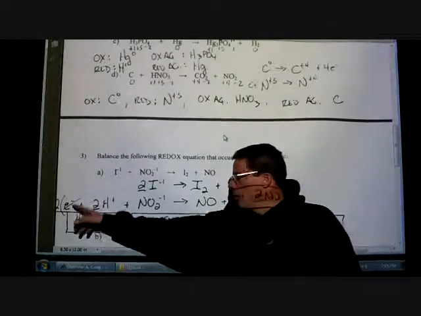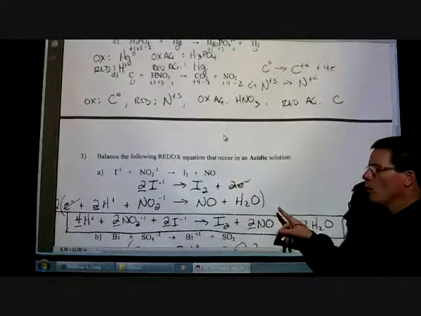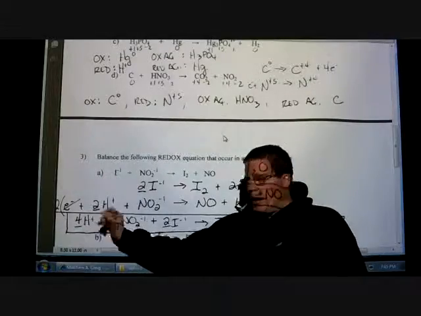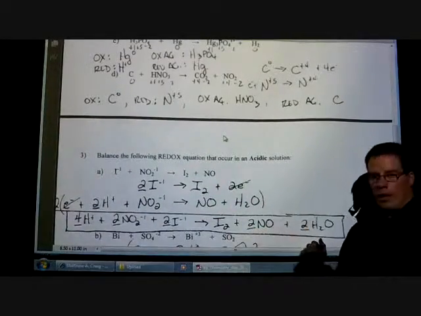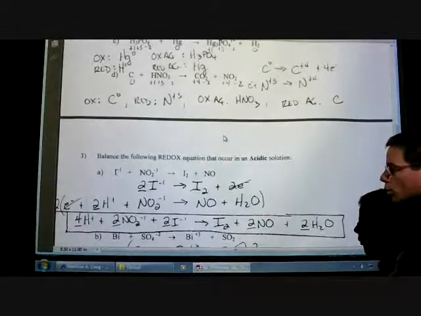Since we have 1 electron here, we have to multiply everybody by 2, which means that after you do everything on the reactant side, don't forget about the 2 for these guys, or else you're not going to balance out, and it's going to cause you to go crazy.